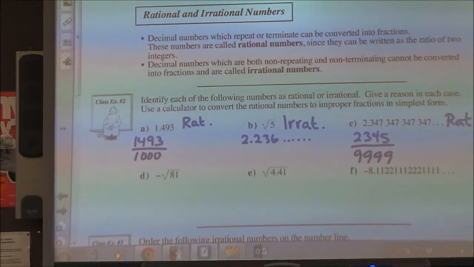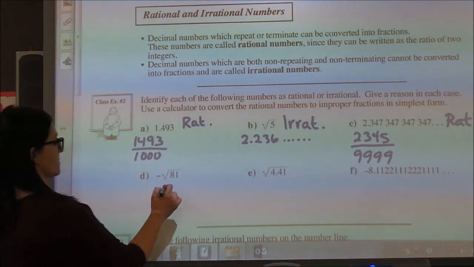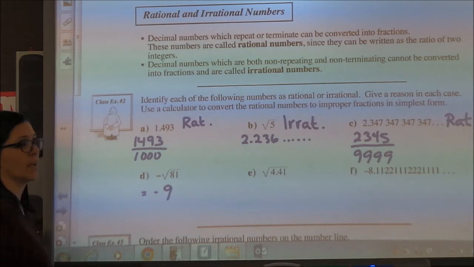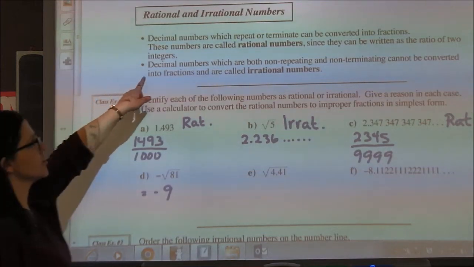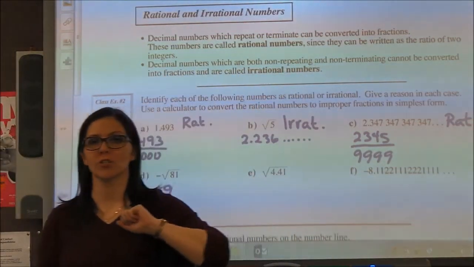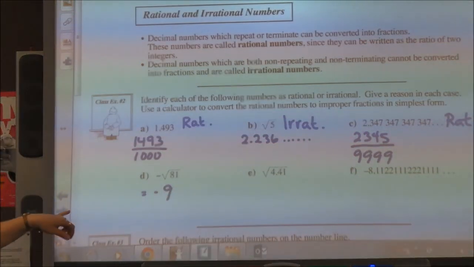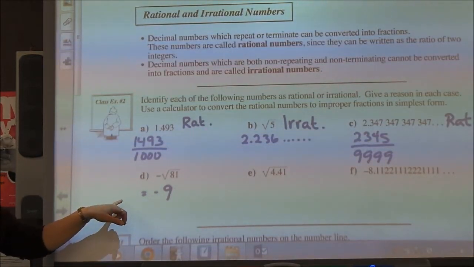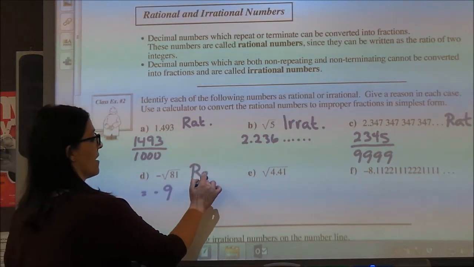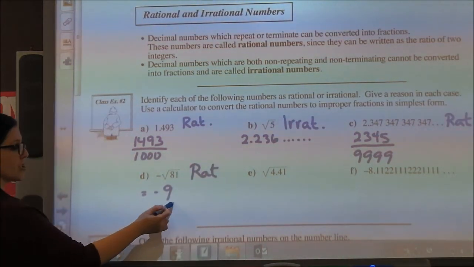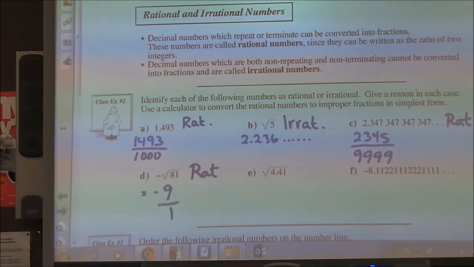Negative square root of 81. Negative 9. Is this rational or irrational? Irrational numbers are non-repeating and non-terminating. Does this terminate? Yes. So it has to be a rational number. And I can write this as a fraction by putting it over 1. There's my fraction.